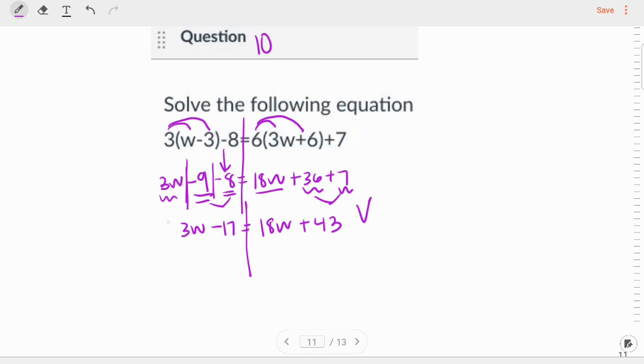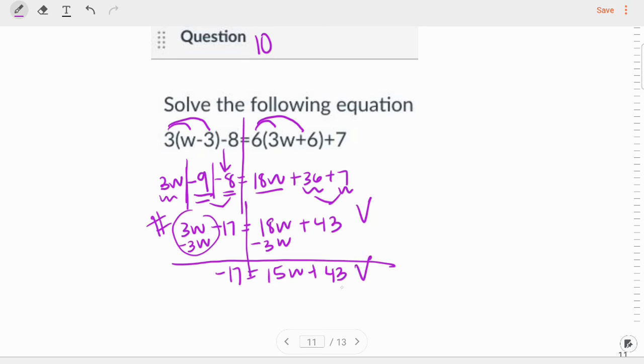18W is certainly bigger than 3W. So on the left-hand side, I need to get rid of 3W because it has a variable. So I'm going to minus 3W since it's positive. And I am left with -17 is equal to 15W plus 43. Since this is my variable side, I need to get rid of 43. I'm going to subtract instead of add. -17 minus 43 gives me a grand total of -60 is equal to 15W.